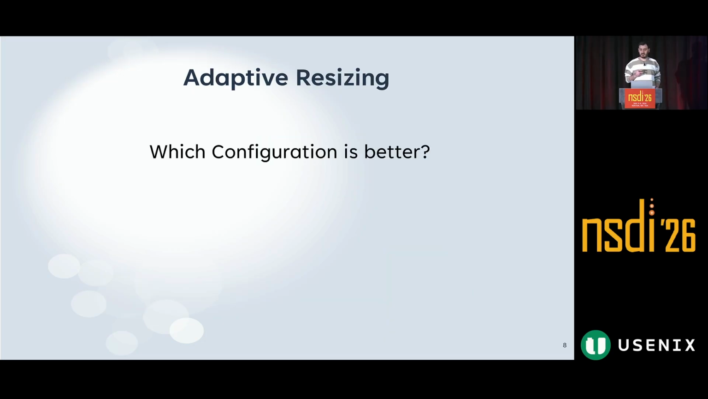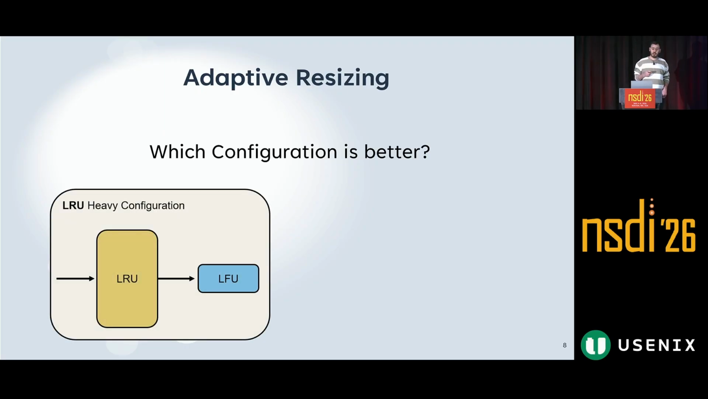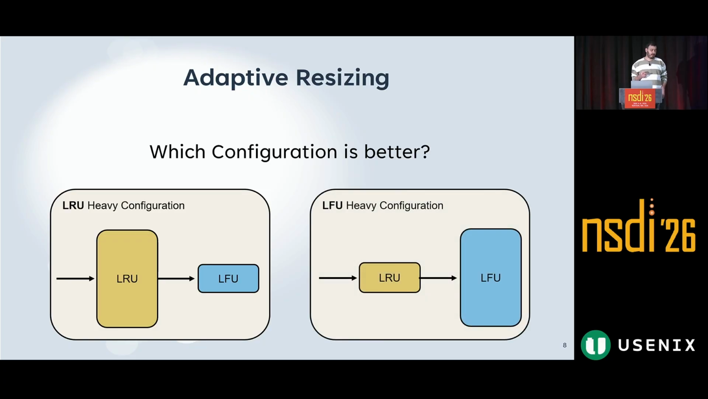So let's consider the following scenario. We have a pipeline with only 2 blocks, an LRU block and an LFU block. And we want to understand which configuration will be better. One configuration is an LRU heavy configuration. That means that the majority of the space, the memory allocation of the cache, is going to be at the LRU, and the minority is in the LFU. On the other end, we can have something that is LFU heavy, a small LRU and a big LFU instead. And this question is answered by another question.